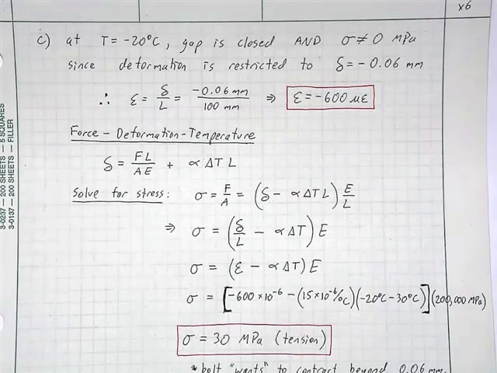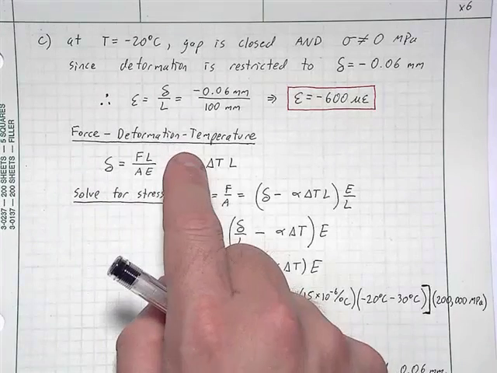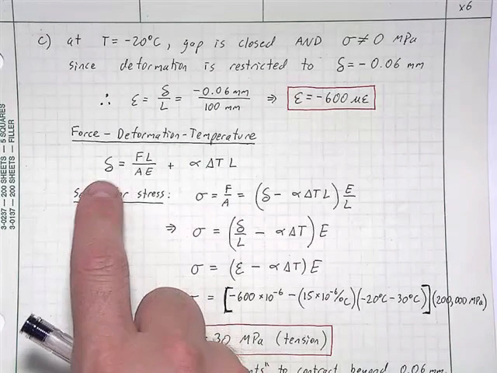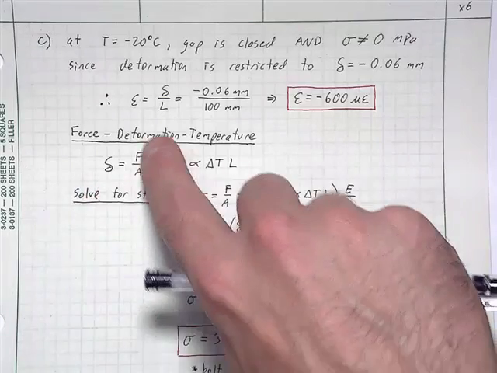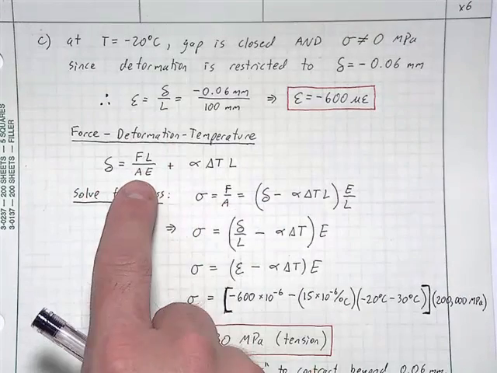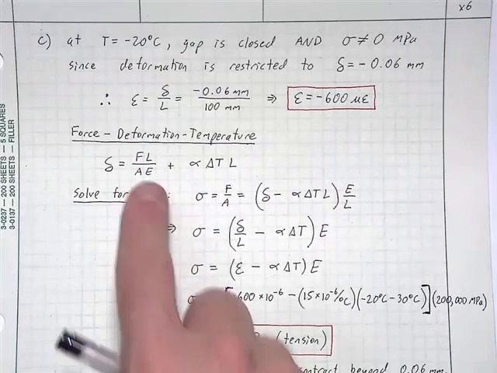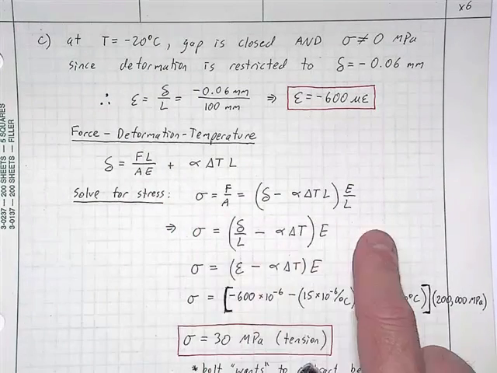But our stress is now non-zero and requires a bit of care here. So we take our force-deformation-temperature relationship. We now know that the deformation is minus 0.06 millimeters, and hidden inside there is the stress that we're looking for, F over A. So we solve for the stress because everything else is known.